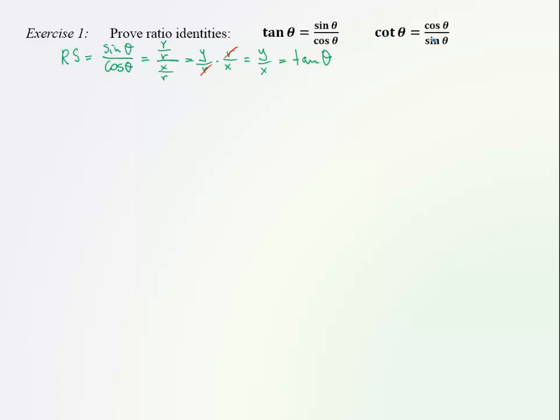The second identity is even easier to prove if we have the first one, because cotangent is the same as 1 over tangent from the definition, therefore it is 1 over sine over cosine, so it's really cosine over sine.